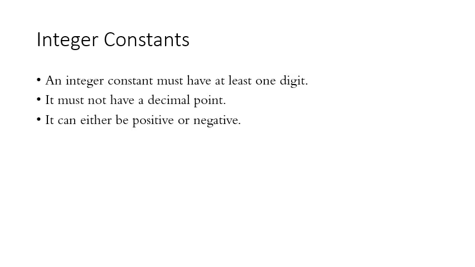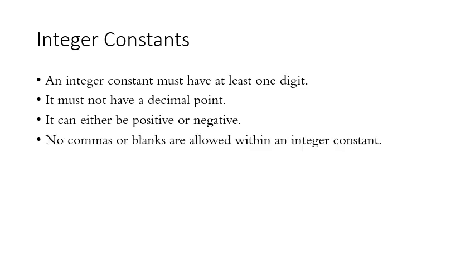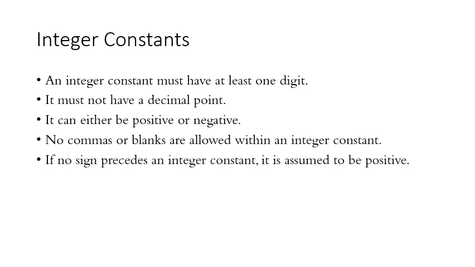An integer constant must have at least one digit, and it must not have a decimal point. It can either be positive or negative. So negative 1, 1, 0, negative 15, etc. are valid. Also, no commas or blanks are allowed within an integer constant. So for example, if you would like to define an integer constant 1000, you cannot add a comma between 1 and the next 3 zeros. And if no sign precedes an integer constant, it is assumed to be positive.